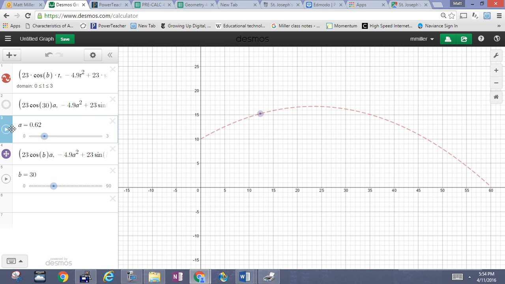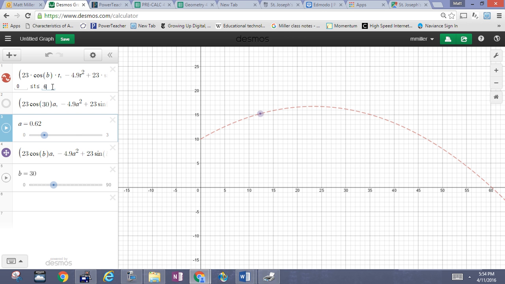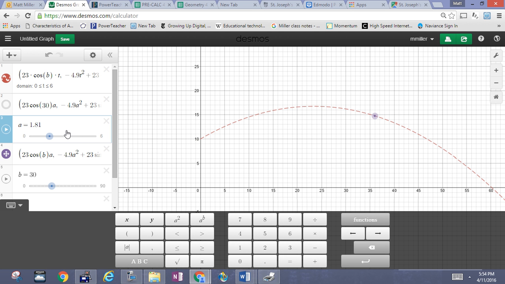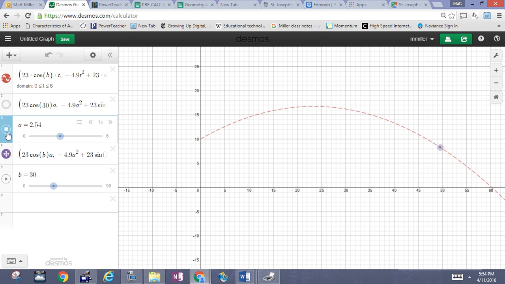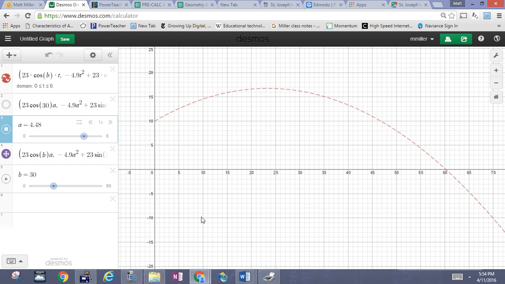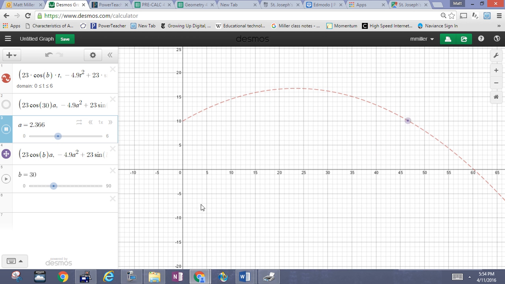Now, here's the interesting thing. For this purpose, I'm going to come back and let my parameter run up to 6 seconds, down here as well. Of course, running up to 6 seconds means that this thing is going to go into the ground, if you will, which of course makes no sense. But I've done that just so I could illustrate something for you.